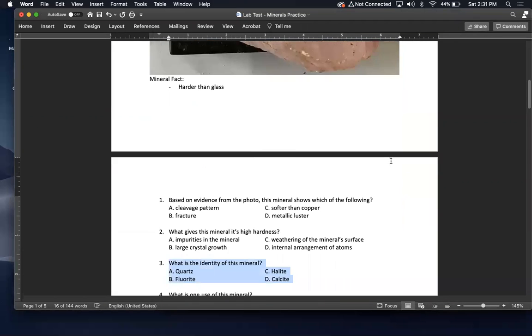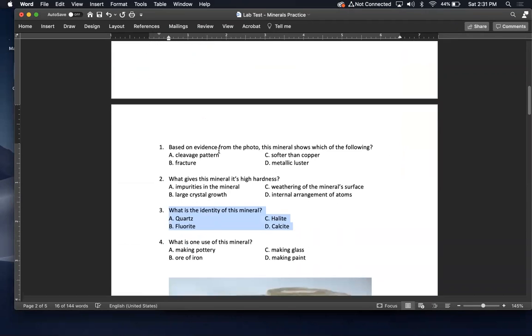And then there's a couple other questions about it. It says, based on evidence from the photo, this mineral shows which of the following? Well, I kind of already went over the answer to that, but look at the different choices. Cleavage pattern is a definite no. Fracture is the answer. That's what we just determined.